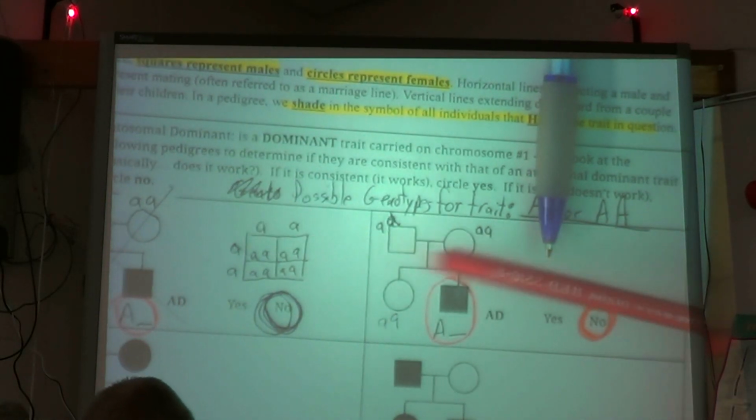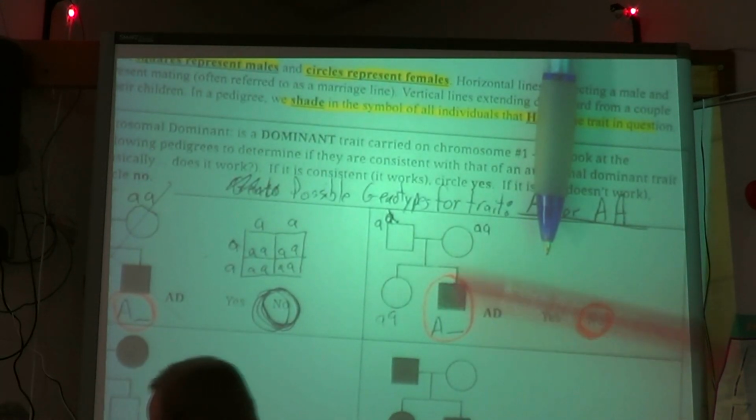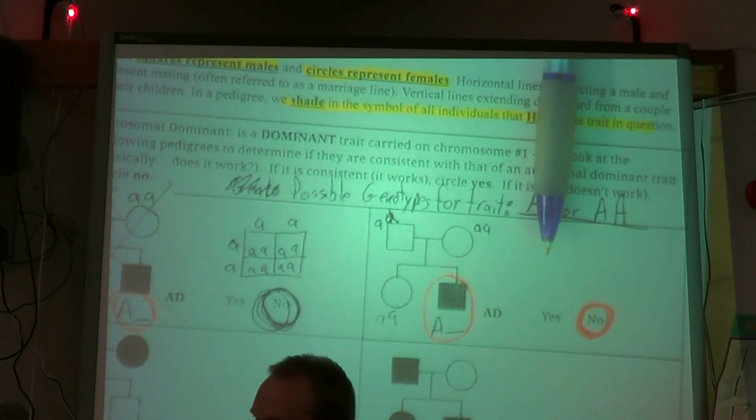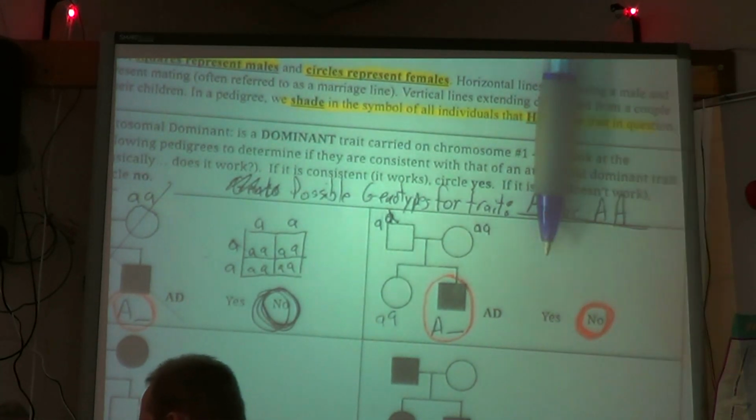So if your parents don't have a trait, and you do have the trait, whatever trait you're looking at is not autosomal dominant. That's what we're saying. We're not saying they're not mom and dad. We're just saying that trait is not autosomal dominant.